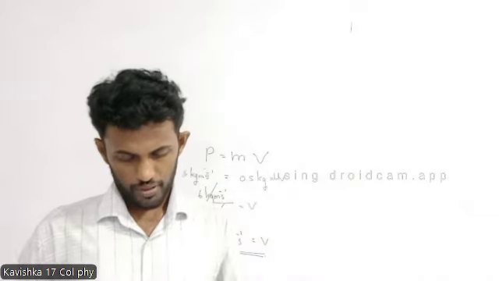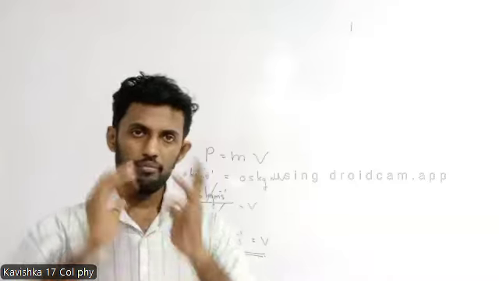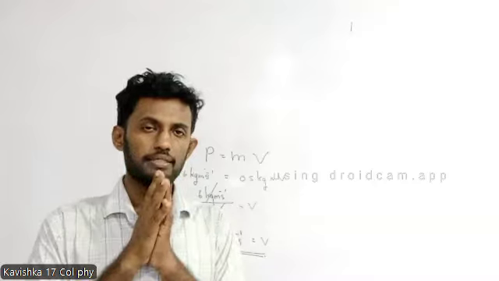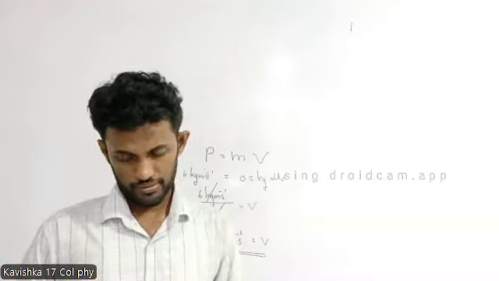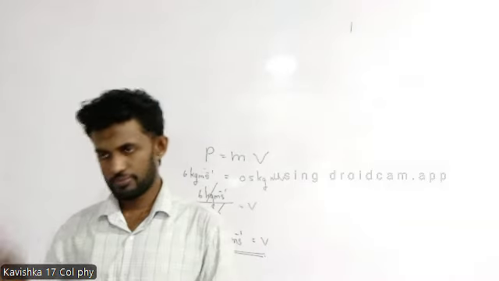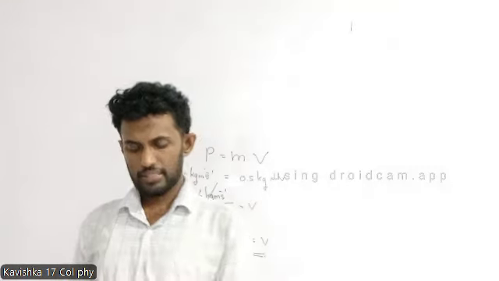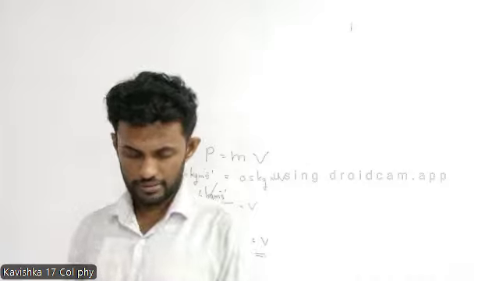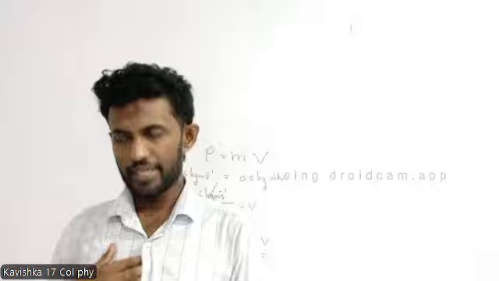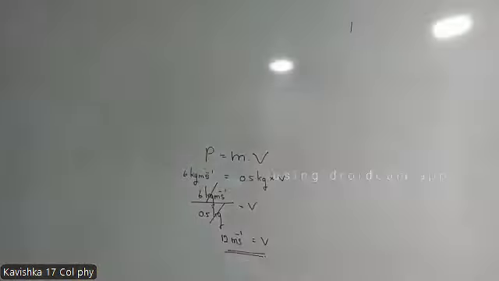Right. So what is mass? What is weight? Mass is the amount of matter, right? The mass of an object is the amount of matter in it.